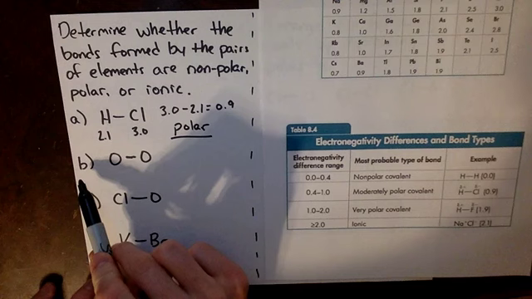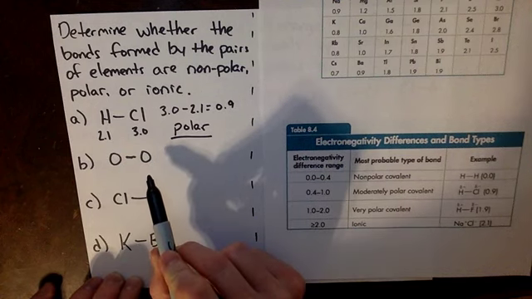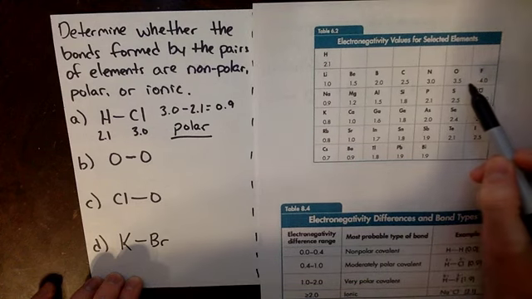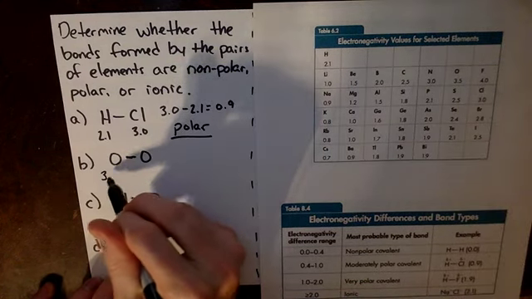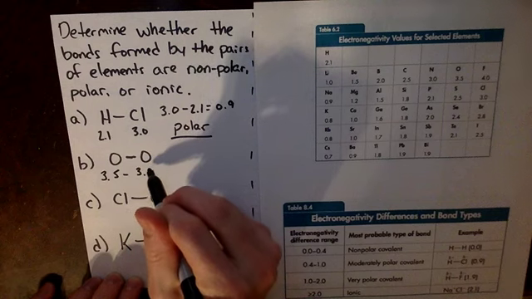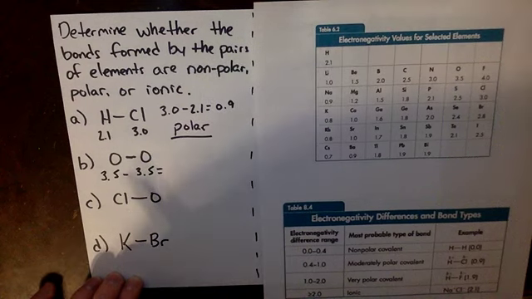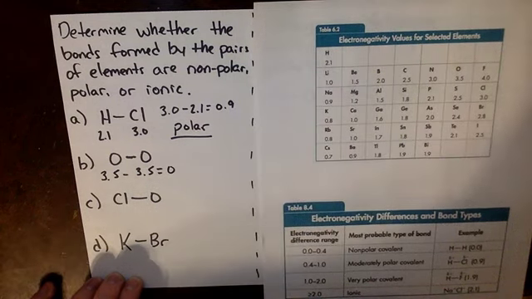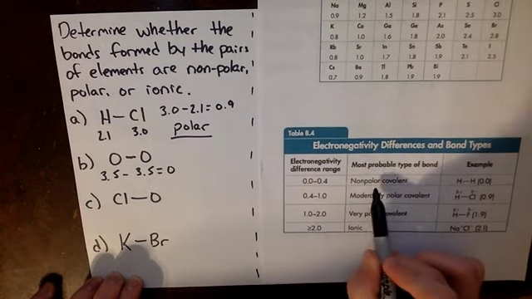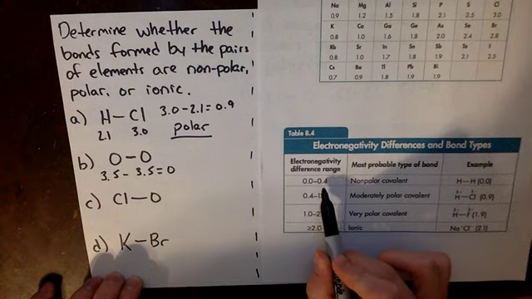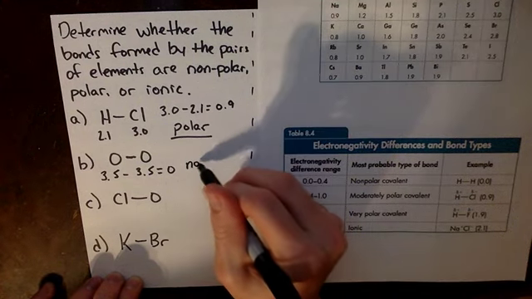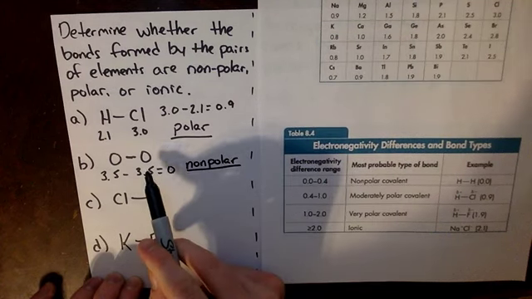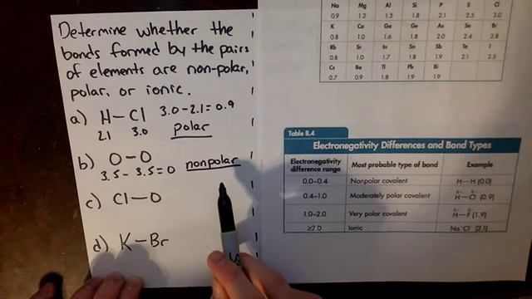Okay. B, an oxygen bonded to an oxygen. Now, we could look at our electronegativity values here. We see oxygen's 3.5, but anytime you have anything bonded to itself, it doesn't matter what the electronegativities are because they're going to be the same, so something minus itself is always 0. And if you have no difference in electronegativity, and you can see from our chart here, 0 to 0.4, you are considered to be nonpolar. So anything bonded to itself is always going to be a nonpolar bond.